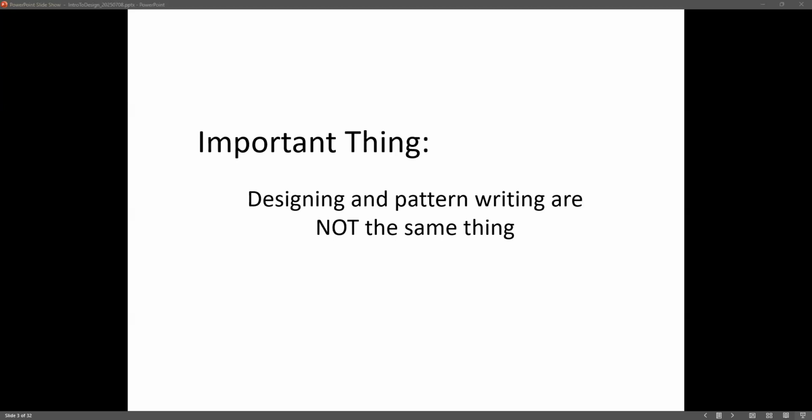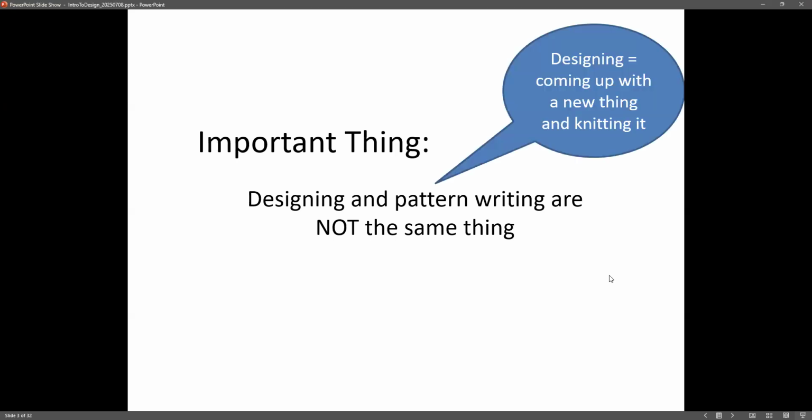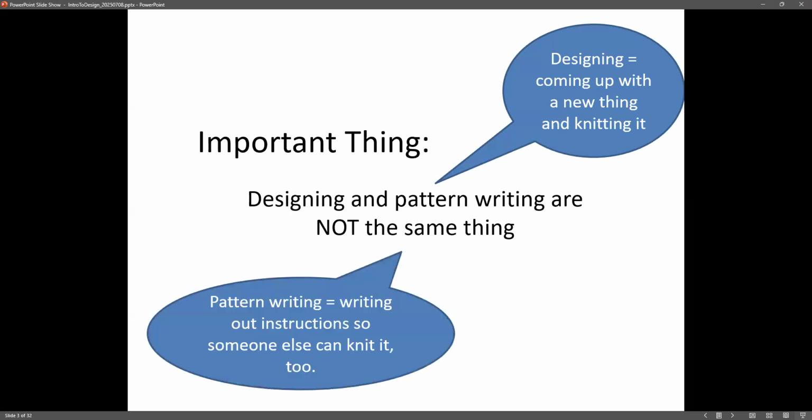Okay. And I like to distinguish them because in the word design, they get muddled a little bit. So when I talk about designing, I mean coming up with a new thing and knitting it, right? And then pattern writing is writing out the instructions so someone else can knit it too. Simple enough differentiation. But the words get a little bit muddled, right? But in terms of imagining what the process is, I think those are 2 distinct tasks.